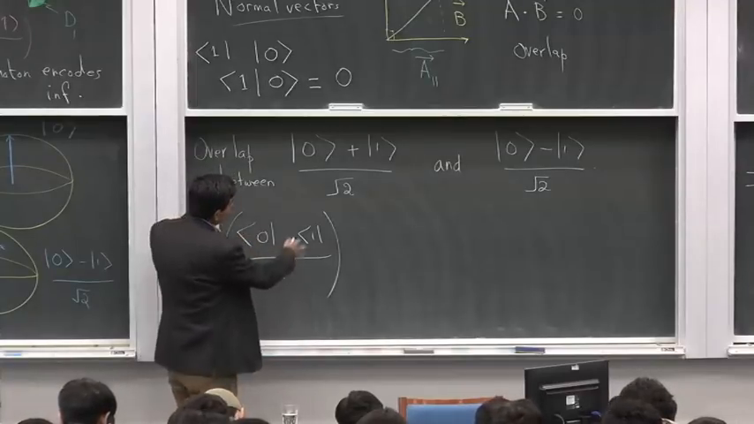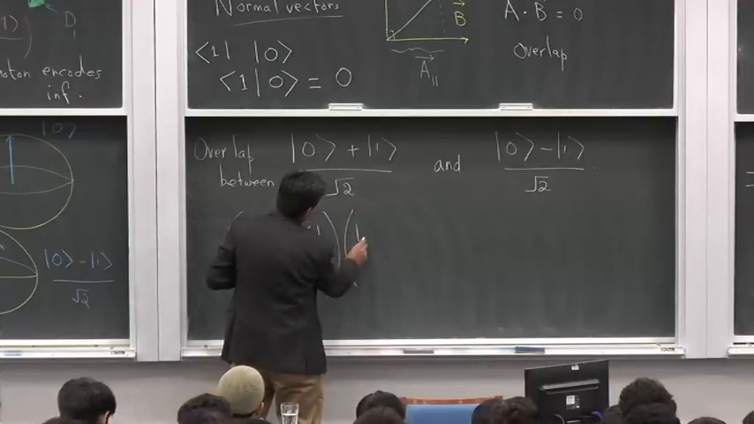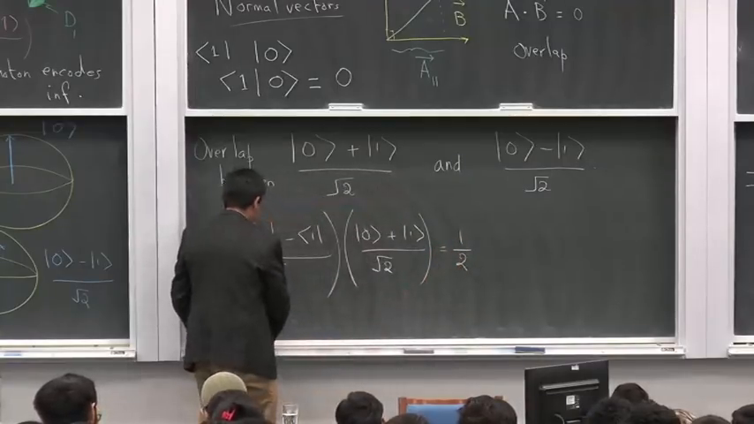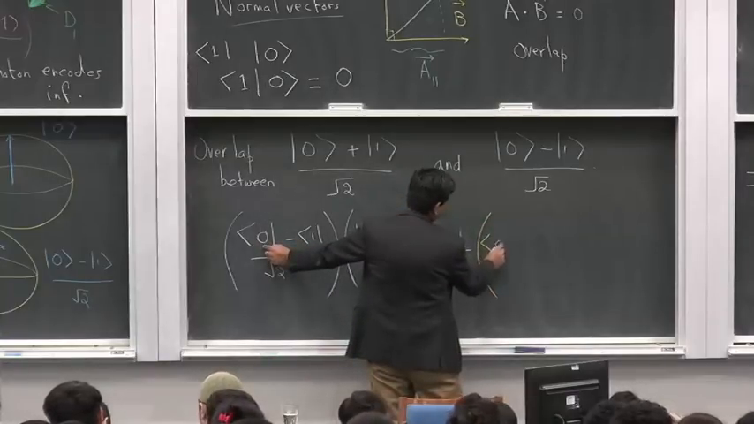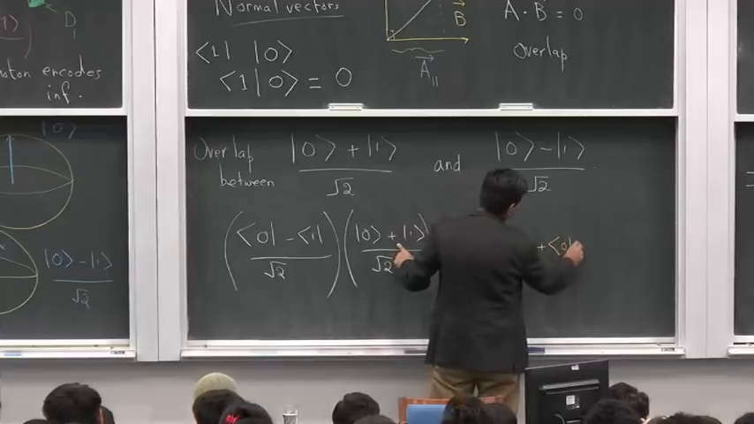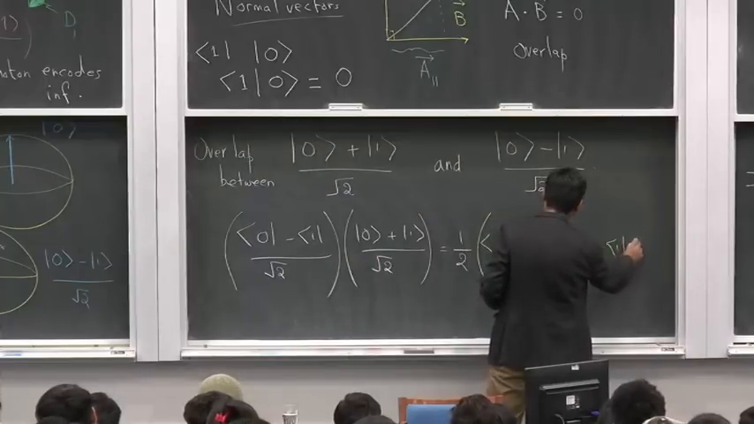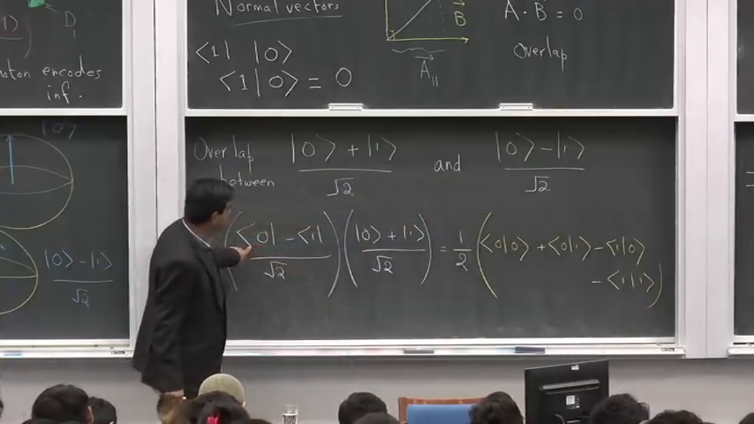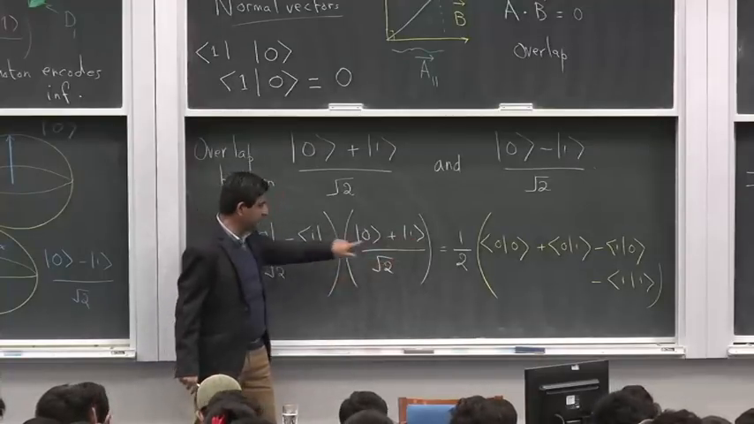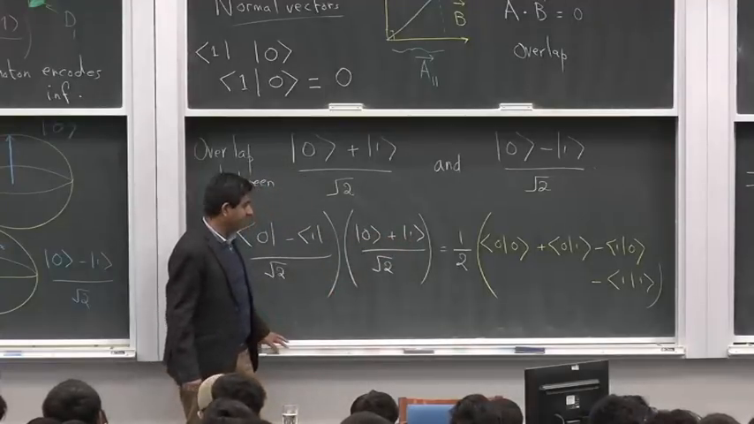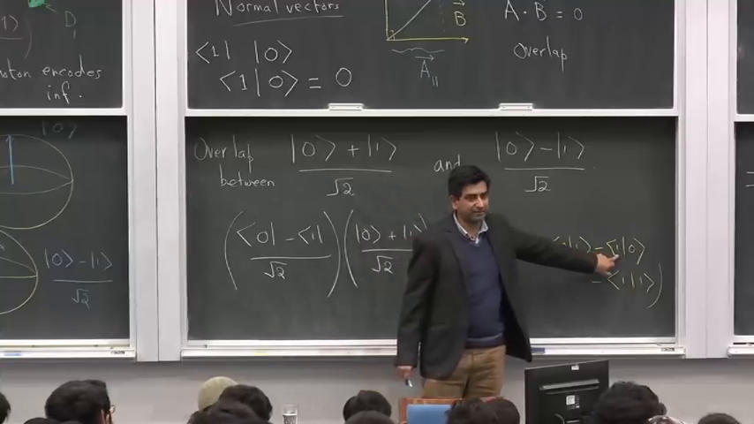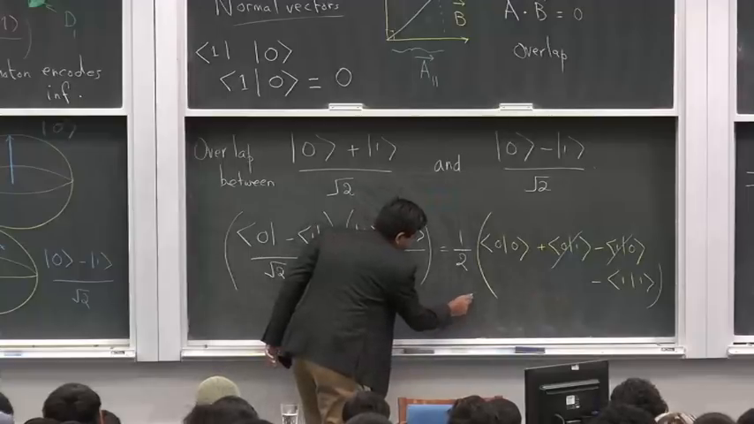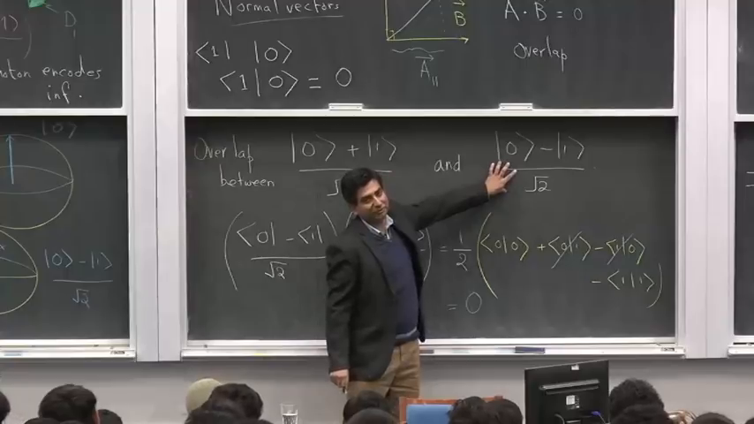So I take the inner product of this object with this object, 0 plus 1 over root 2. Now I spell it out, this becomes 1 half. Now I can write this as 0 overlap with 0, plus 0 overlap with 1, plus minus 1 overlap with 0, minus 1 overlap with 1. Correct? I take the overlap of this with this, this with this, and so on. What's this overlap? Zero. What's this equal to? So 1 minus 1 is 0, which means that this state is orthogonal to this state.